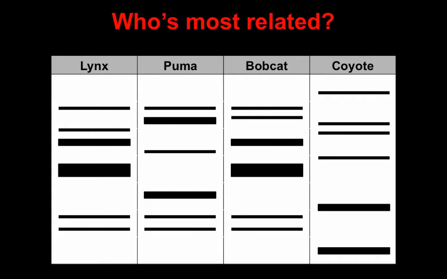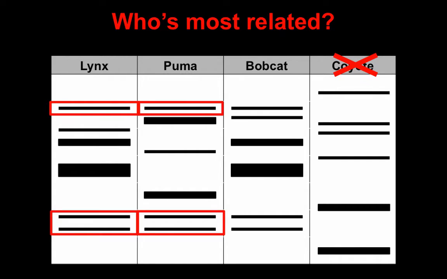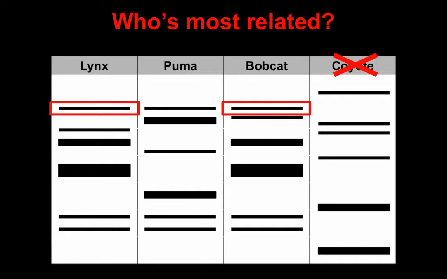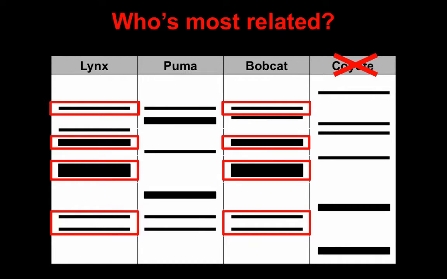Some other ways that we can look at how things are related are with like a DNA fingerprint. We can compare DNA. So when we look at this DNA fingerprint, right off the bat, we can tell the coyote is definitely not that related. The lynx and the puma are kind of related, but the lynx and the bobcat are the most related because they have the most similar DNA.